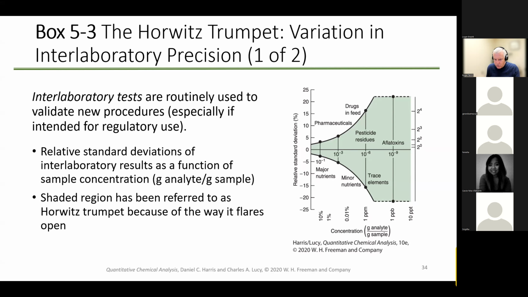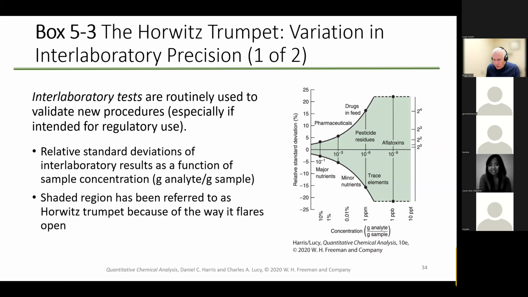If you get down to minor nutrients, where the detection limits go down to 10 to the minus 6, one part per million, then the interlaboratory precision goes down and the standard deviation goes up to plus or minus 15%, right?